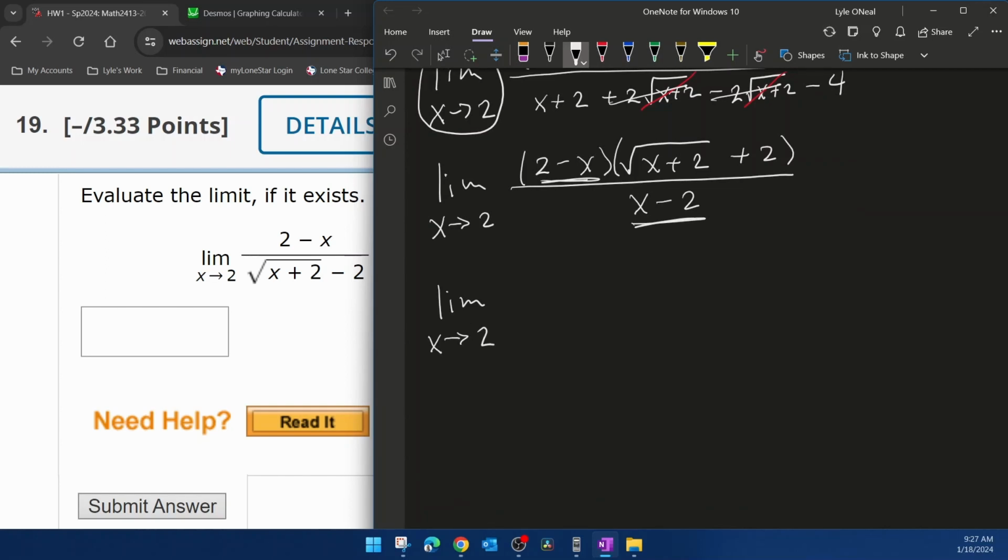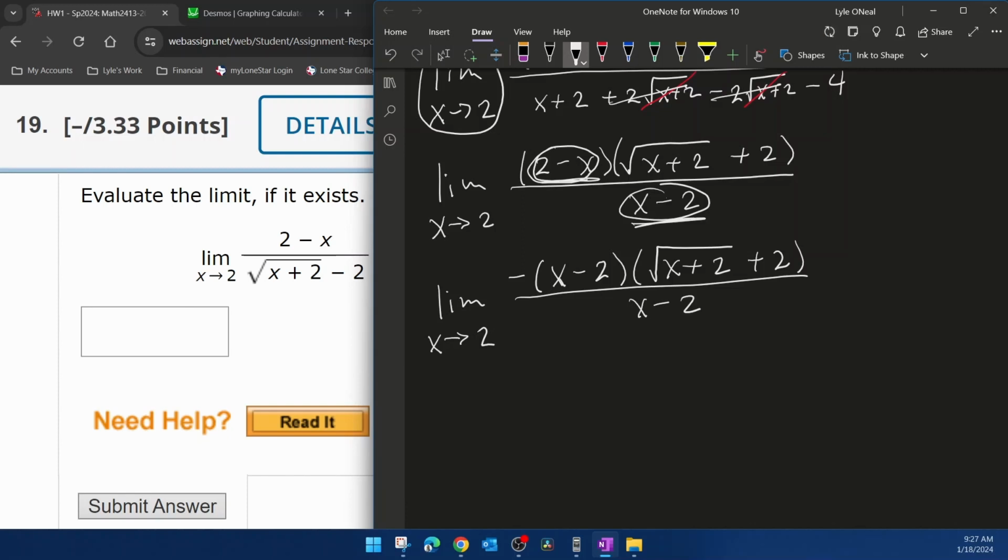Having good algebra skills is an advantage. So I can make 2 minus x become x minus 2 if I factor out a negative. Factoring out a negative will make that x minus 2. The square root of x plus 2 stays the same, all over x minus 2. Now notice that I've got a common factor that will eliminate. And then I can evaluate.